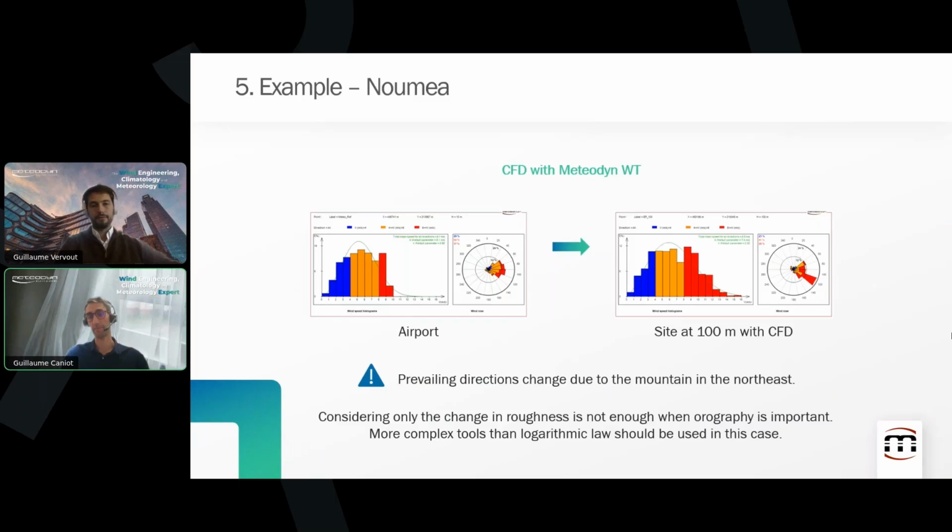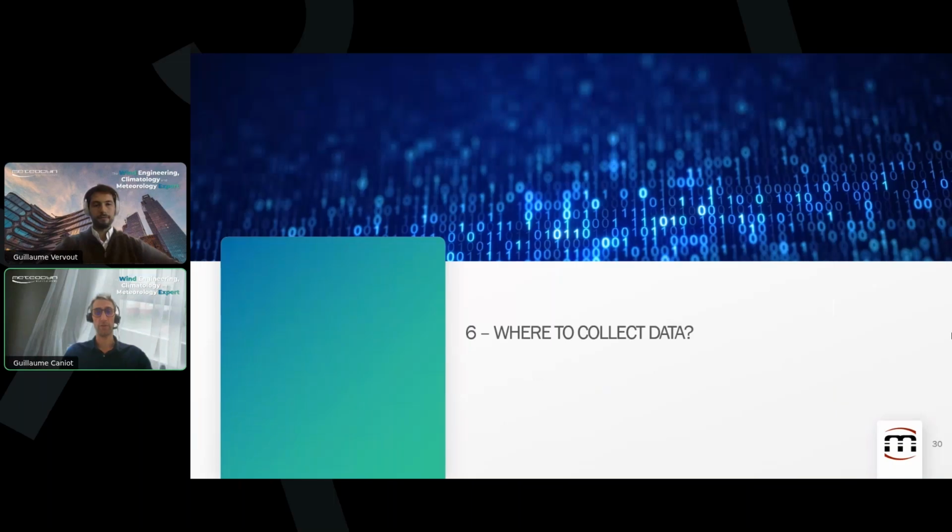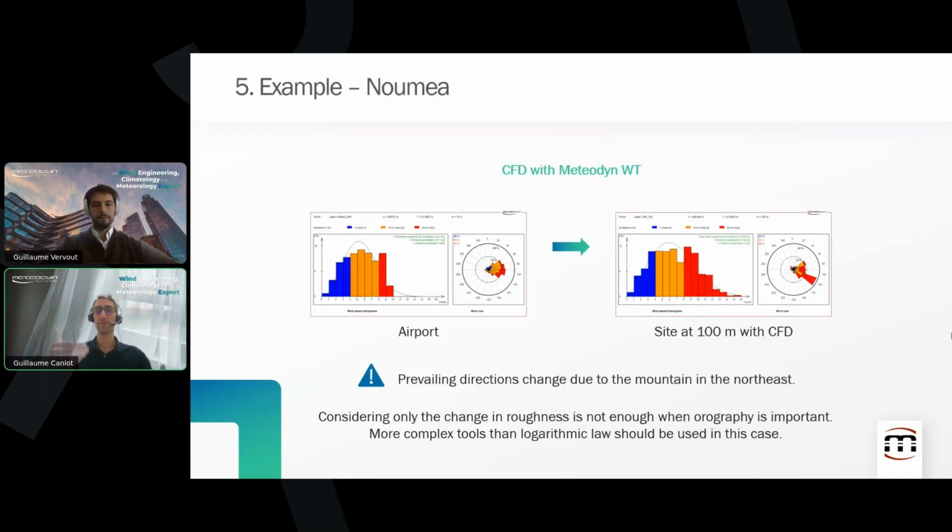And this is the drawback I want to show you if you use only a mathematical rule to change mean speed, not taking into account the change of direction. So that's why you need a more advanced tool to correct that.